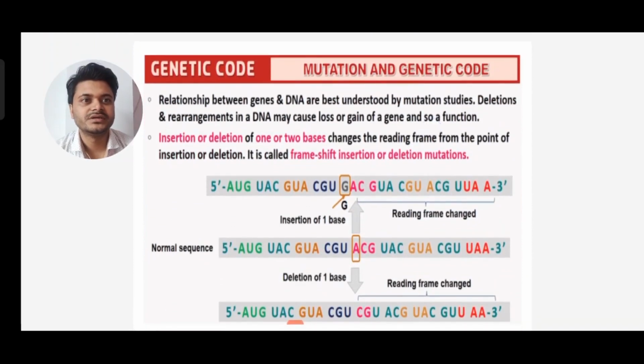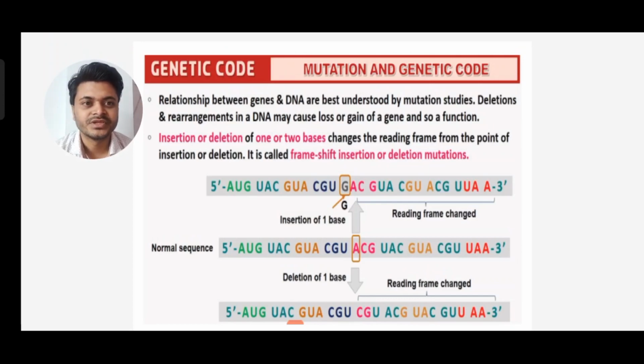So next we see mutation and genetic code. The relationship between genes and DNA is best understood by mutation studies. Deletion and rearrangement in DNA may cause loss or gain of a gene and so of a function. Insertion or deletion of one or two bases changes the reading frame from the point of insertion or deletion. It is called a frame shift insertion or deletion mutation.